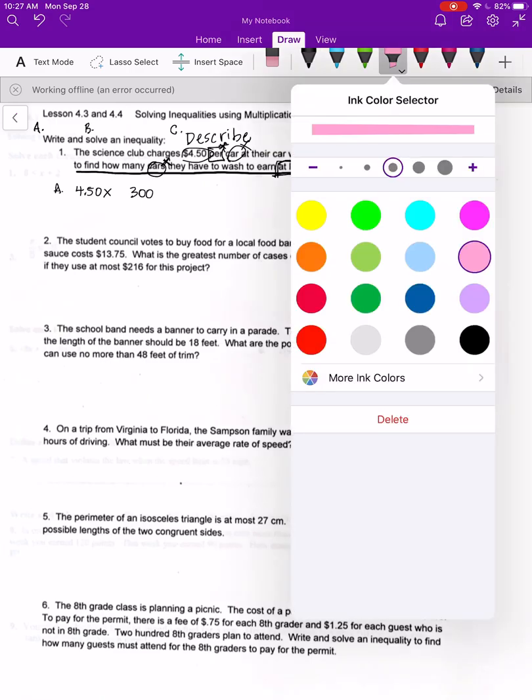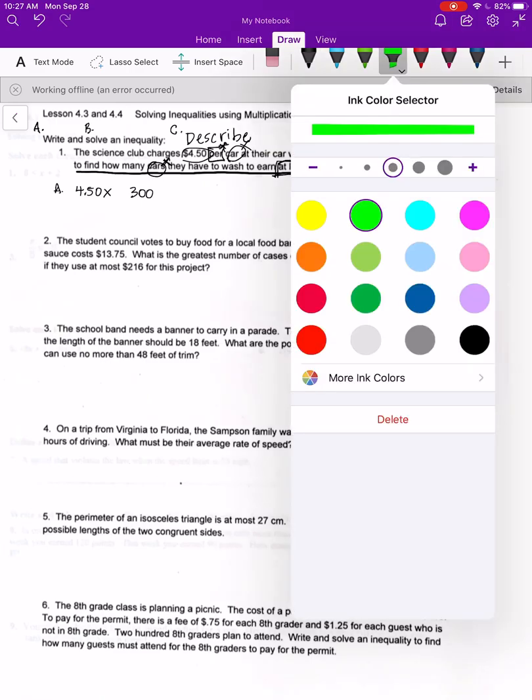So earn at least $300. So here we go. I'm going to write my inequality. They charge $4.50 per car, so times X, and then they want to make at least $300. So you have to ask yourself, at least $300, does that mean they want to make $250? Nope, they want to make at least $300. So this side over here has got to be bigger.